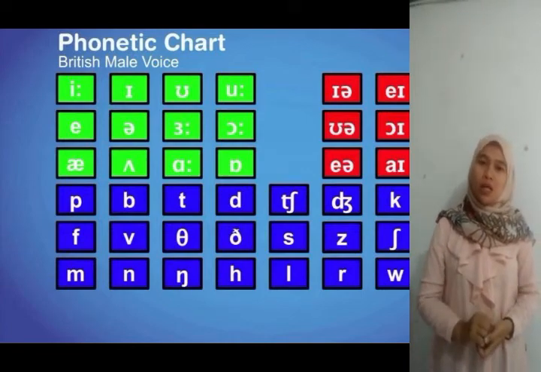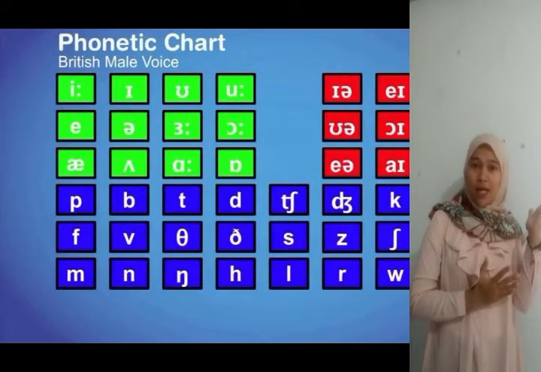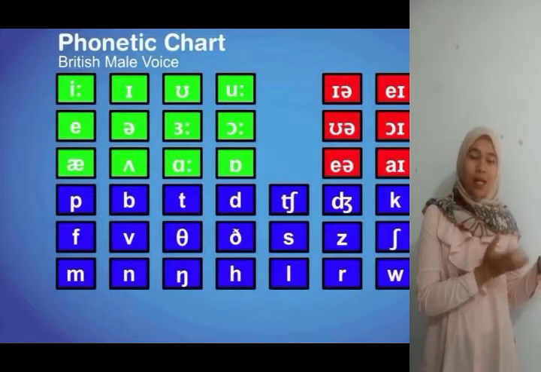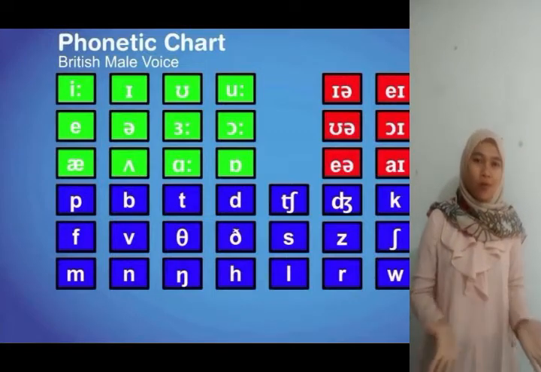The first section is single vowels or monophthongs in green. The second section is diphthongs in red. And the third section is consonants in blue.